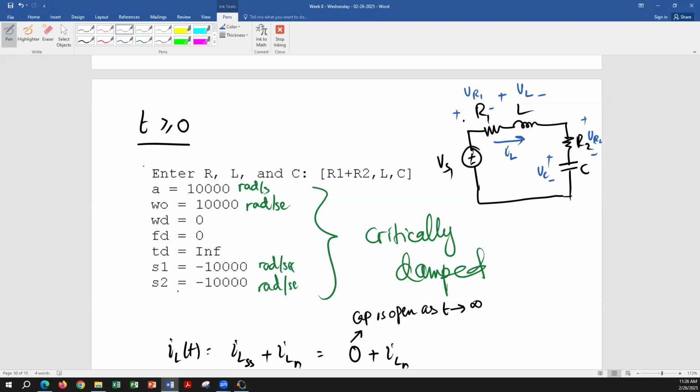So it's going to be VL is equal to minus VR2 minus VC minus VS1 minus VR1. No. Yeah, exactly. VS1 minus VR1 minus VR2 minus VC.